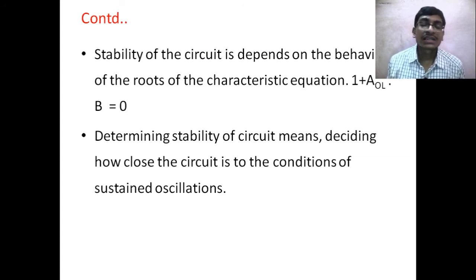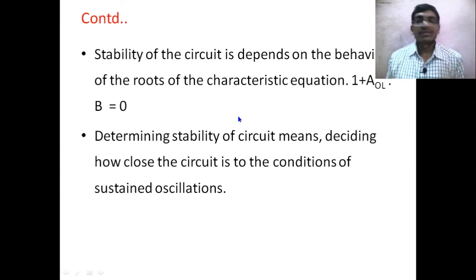The Barkhausen conditions we already saw in the electronic circuit analysis subject, which is A beta is equal to 1. So if A into beta, A is the gain of the amplifier section and beta is the gain of the feedback section.